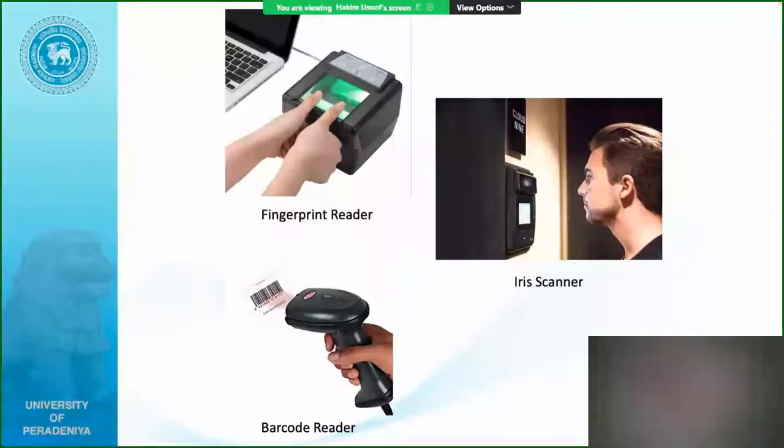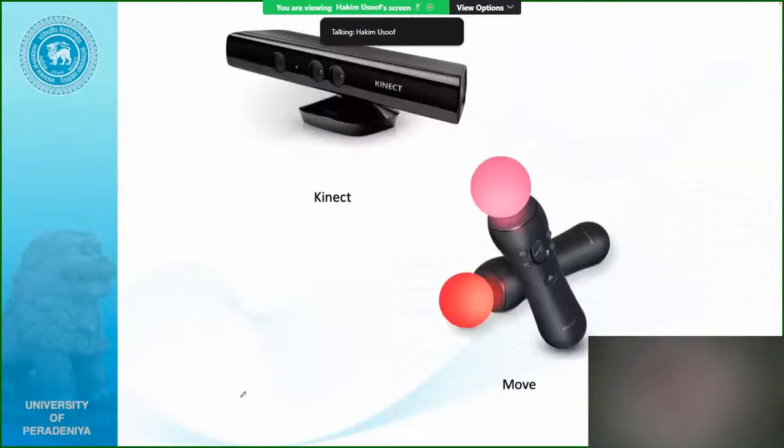These are more accurate in a sense. They are more unique to individuals even than the fingerprint. So iris scanners scan the back of your eye. And then if you go to a shop, you will see that some of them have barcode scanners. And this is what I said: if you want to capture data using your body movements, you can use the Move or the Microsoft Kinect. Okay.